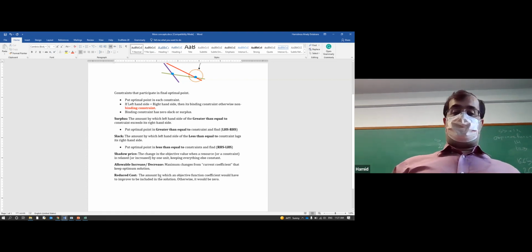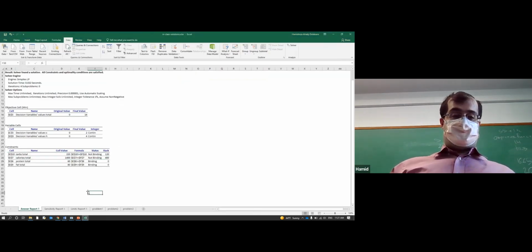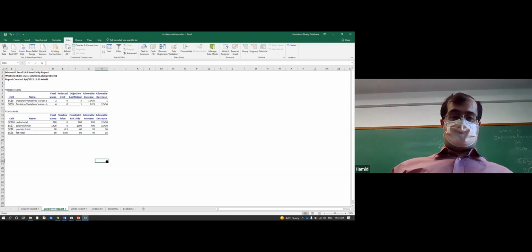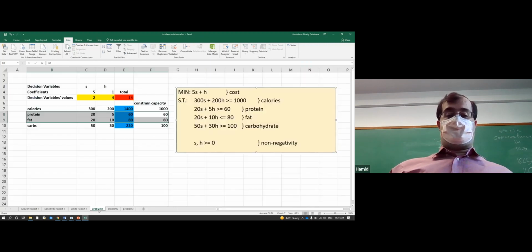Shadow price: the change in the objective value when a resource or a constraint is relaxed, increased by one unit, keeping other things constant. So having said that, let's find one of the shadow prices. Look at the protein. The shadow price is 0.3. Let me check the definition. If you change the constraint, it changes your objective value. So having said that, let's try it.